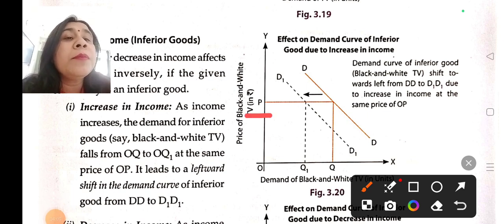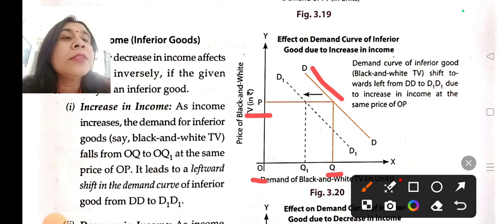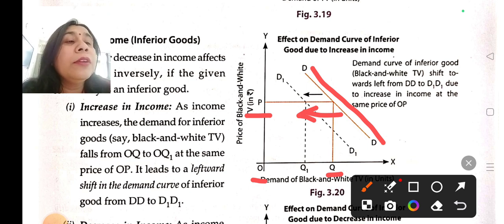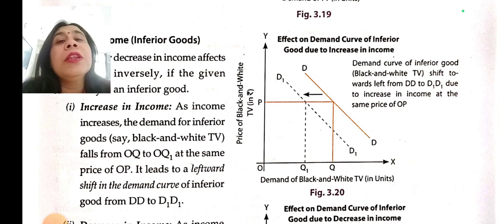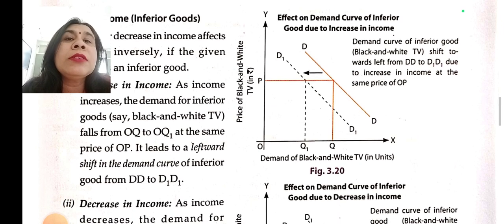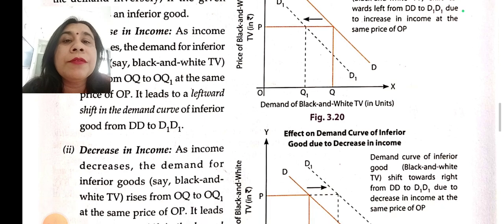See now, again the price is the same, and the quantity demanded is OQ. This is the quantity demanded. When the income of a consumer increases, the consumer will decrease the use of inferior commodities, and even at the same price, this DD curve has shifted downwards, that is leftwards, and the demand shifts from DD to D1D1. This shows that in the case of an increase in income, the demand for an inferior good decreases even at the same price, and the demand curve shifts leftward.